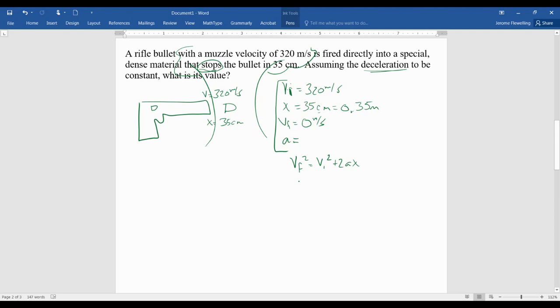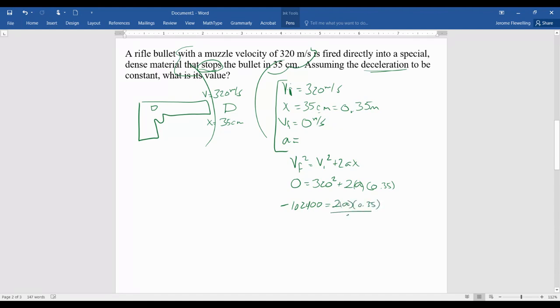So when I plug in my values here, I have 0 is my final velocity, 320 is my initial velocity, 2 times the acceleration, which is what I'm looking for, and then the 0.35 for my position. So the first thing I'm going to do is square my 320 and then subtract it to the other side. So negative 102,400 is going to be that value. And then that has to still equal 2 times a times 0.35.